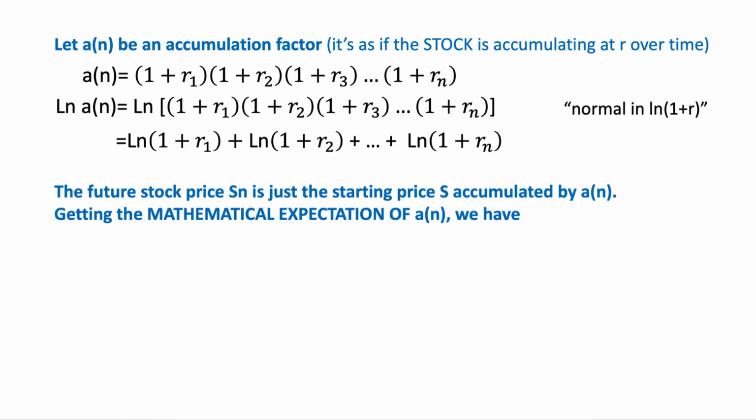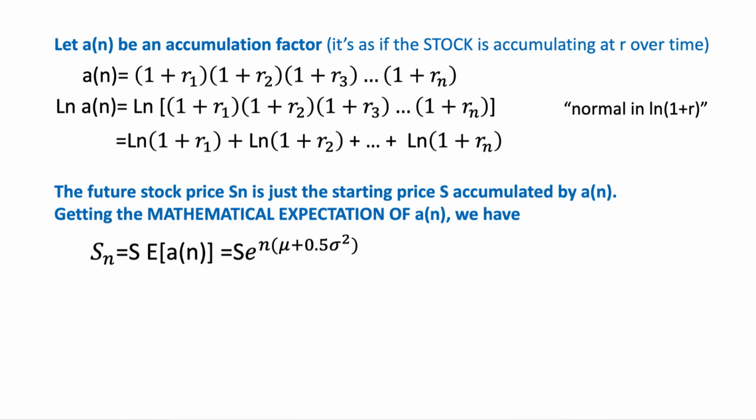Next, we get the mathematical expectation of this accumulation, and we multiply it to the price of the stock S to get the future price S sub n, and S sub n is therefore S times the expectation of the accumulation function A of n. And this leads us to this formula.